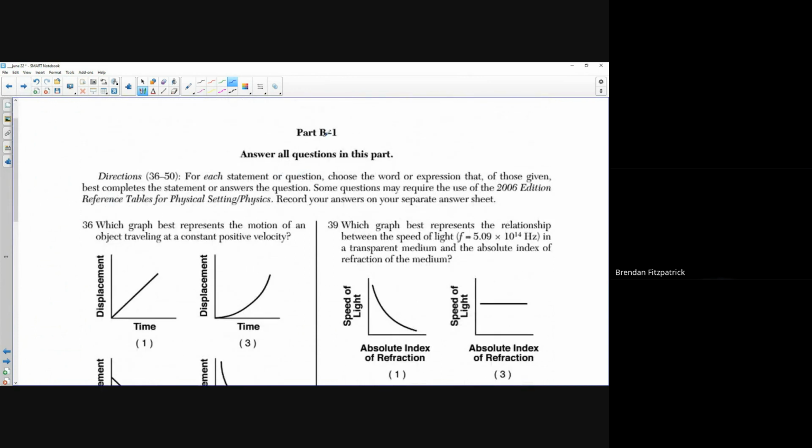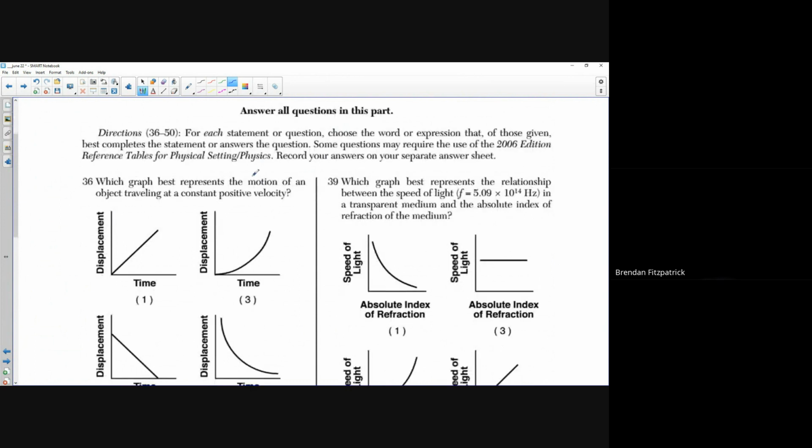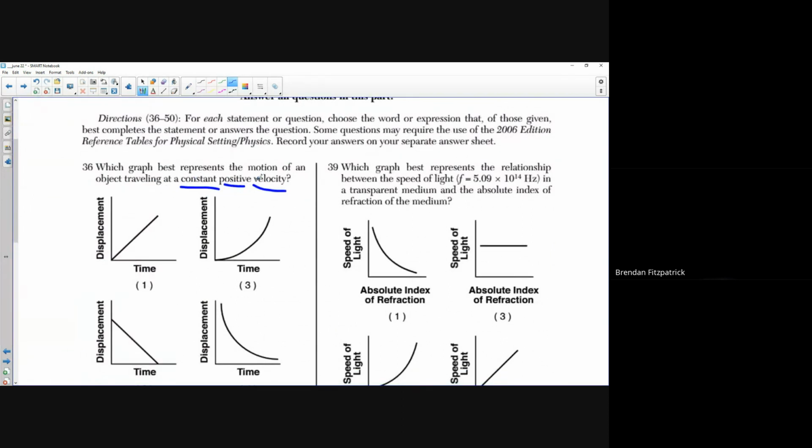36. Okay, so now I'm on part B1. 36. Which graph best represents the motion of an object traveling with a constant positive velocity? So because these are displacement graphs, I need a constant positive slope. Choice 1.